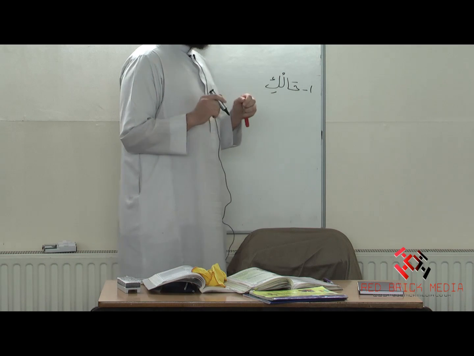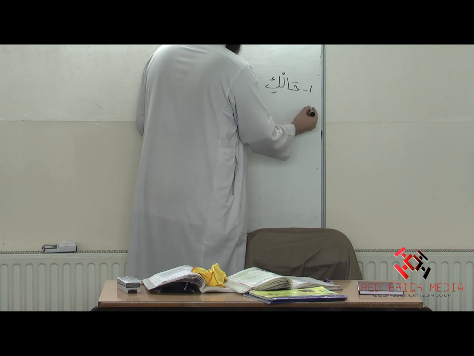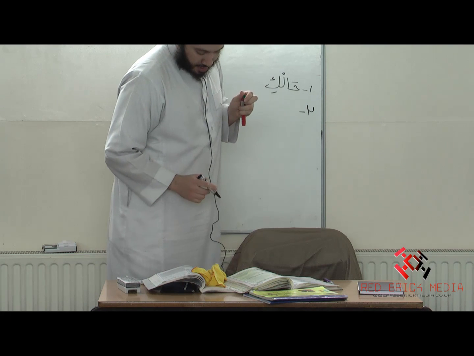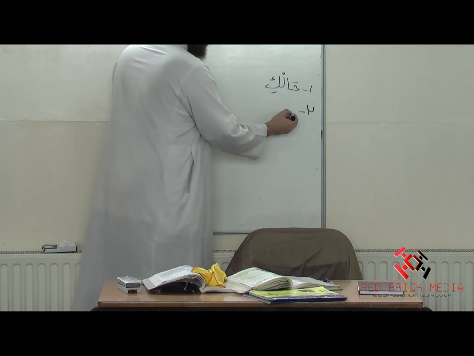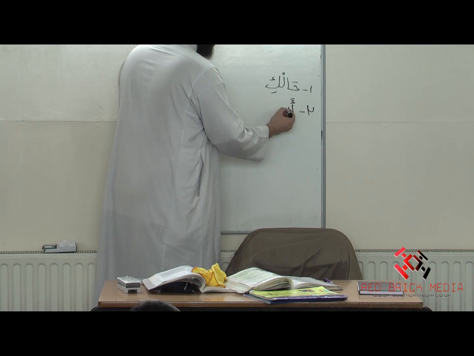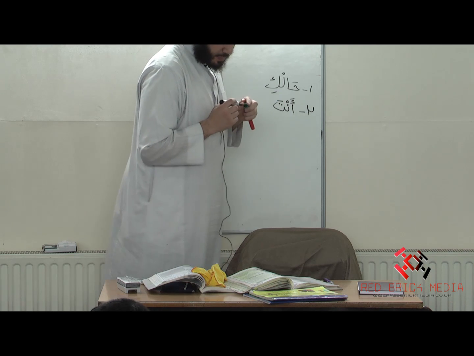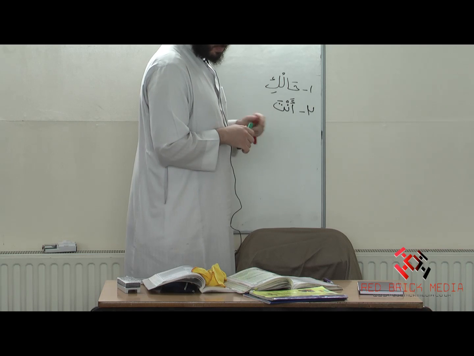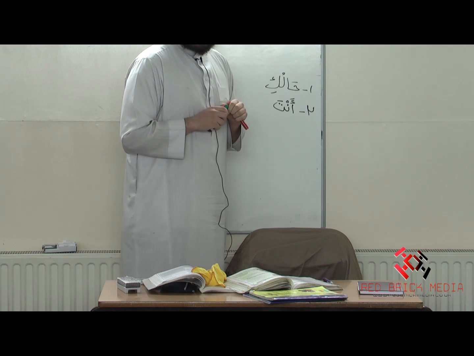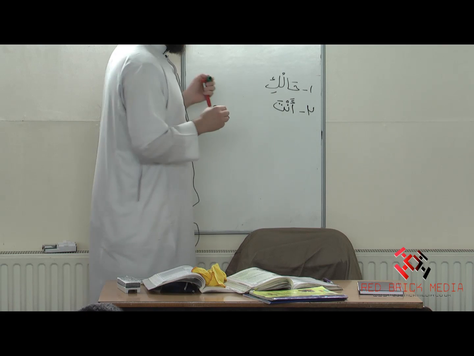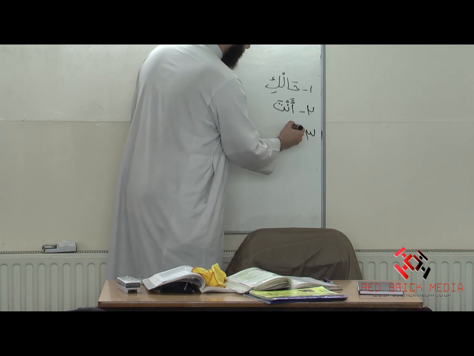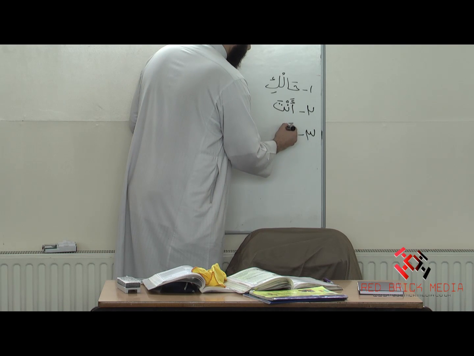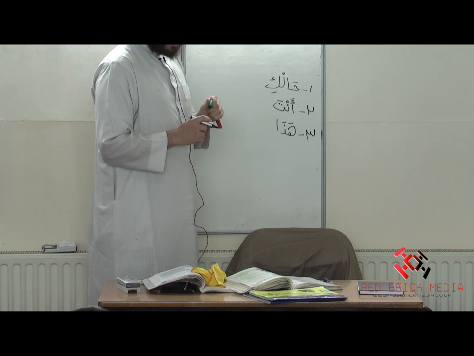Number two. Where is the problem, brothers? It's anta, brothers. It's anta, it's not anti. The third one: it's هذا. Yes, it's هذا. The kasra has to be a fatha.